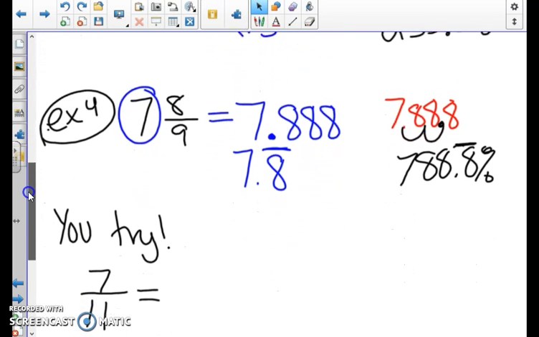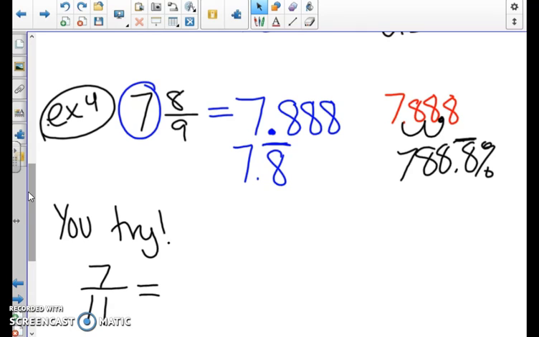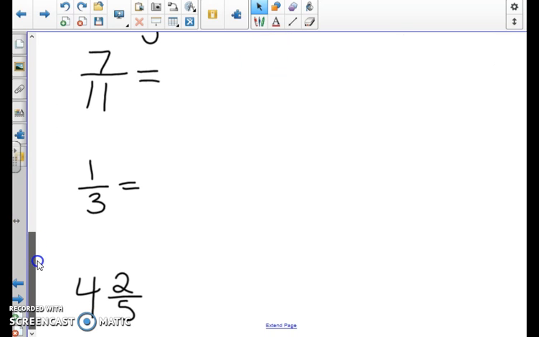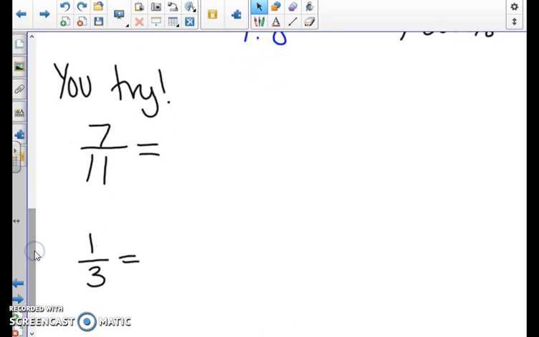All right, so here's the first you try. Try 7/11. You're going to turn it into a decimal and then into a percent. Okay, now try 1/3. You're going to turn it into a decimal and then into a percent. And lastly, try 4 2/5. You're going to also turn that into a decimal and then into a percent. So let's go over it.